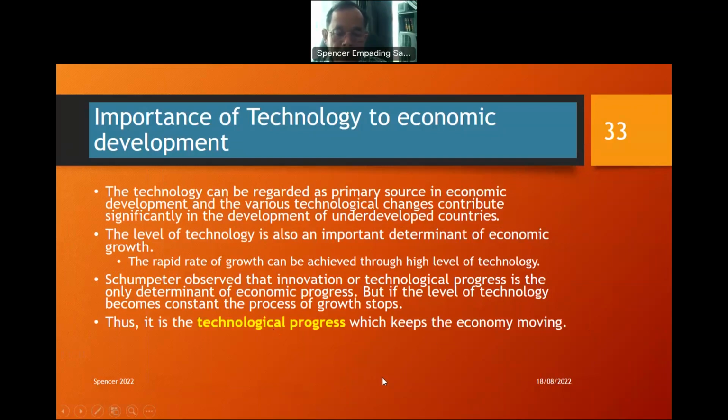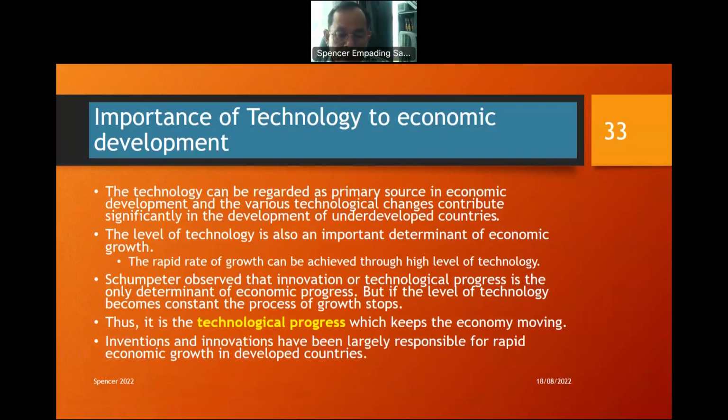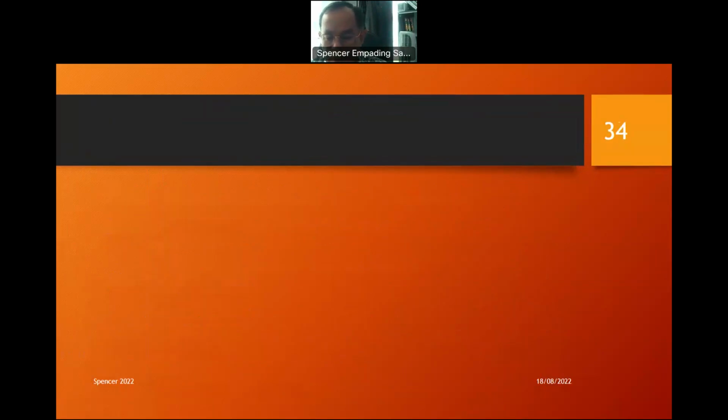So it is the technological progress which keeps the economy moving forward, moving upward. Inventions and innovations have been largely responsible for the rapid economic growth, particularly in the developed countries. But unfortunately for developing countries, things have not been quite as positive as it was in the developed countries.